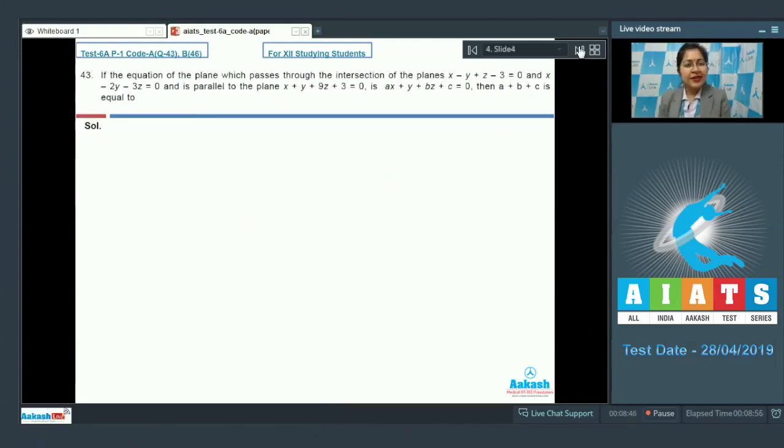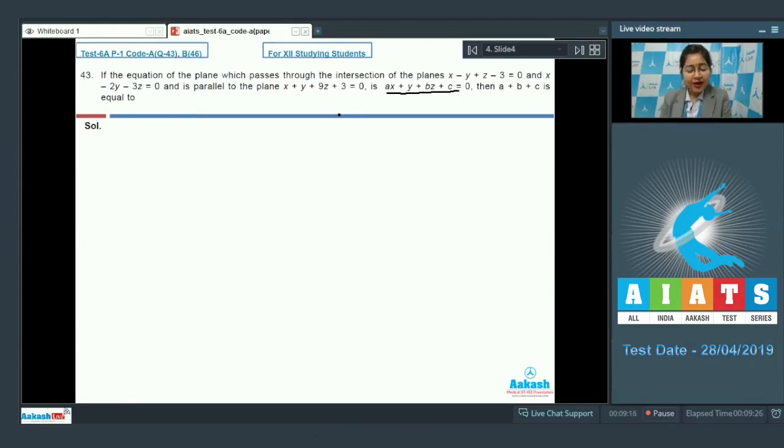Let's now move on to the next question, question number 43, which says: find the equation of the plane which passes through the intersection of the planes x minus y plus z minus 3 equal to 0 and x minus 2y minus 3z equal to 0, and which is parallel to the plane x plus y plus 9z plus 3 equal to 0. Such a plane is given as ax plus y plus bz plus c equal to 0. We have to find the value of a plus b plus c.